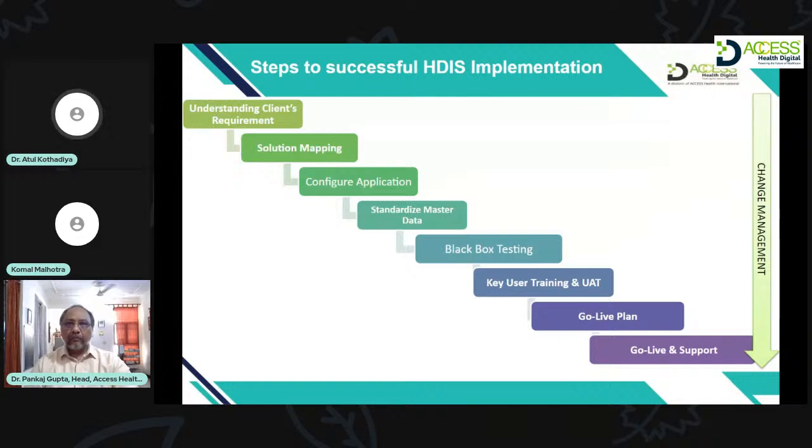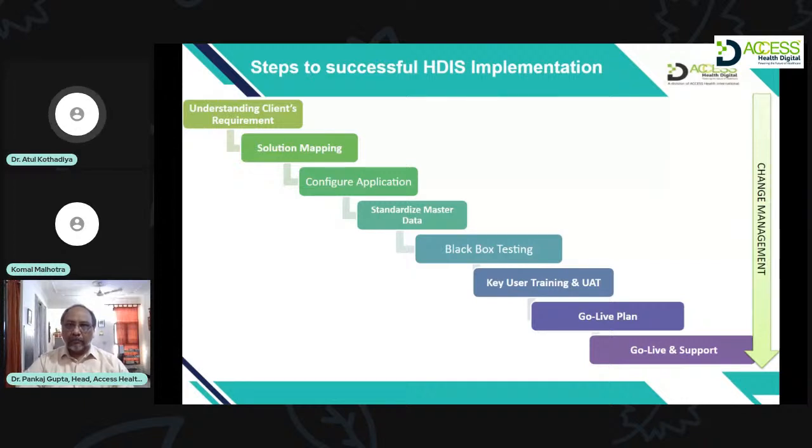The cleanup of master data is done, if there are spelling mistakes, and then after cleaning up the master data, it is again getting verified by the client team. Each of the department will verify their own master data, and they will give the sign off.